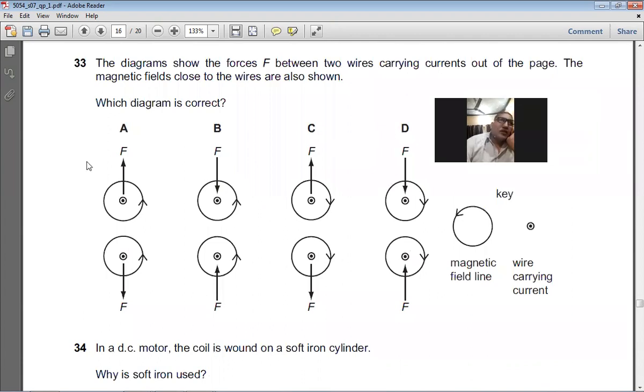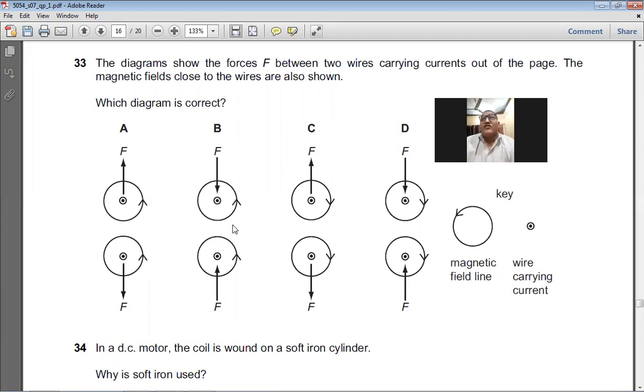Here we go. The diagram shows the force F between two wires carrying currents out of the page. The magnetic fields close to the wires are also shown. Which diagram is correct? In both wires the current is in the same direction, coming out of the page. So in option A the currents have the same direction, so they should attract each other. So A is wrong, and C is wrong, because here we should have attraction.